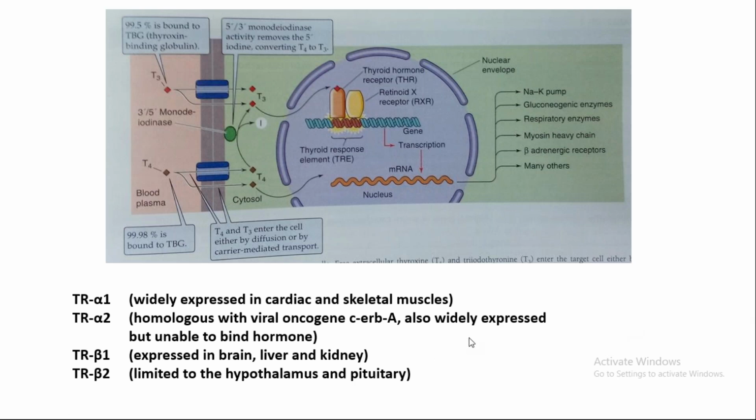TR alpha 2 does not bind with T3 and is widely distributed, and its function is still not known. So this is the structure of the thyroid hormone receptor. TR alpha 1 is widely expressed in different tissues, mainly in the cardiac and skeletal muscles, and TR beta 1 is expressed in brain, liver, and kidney, and TR beta 2 is found in the hypothalamus and pituitary gland.